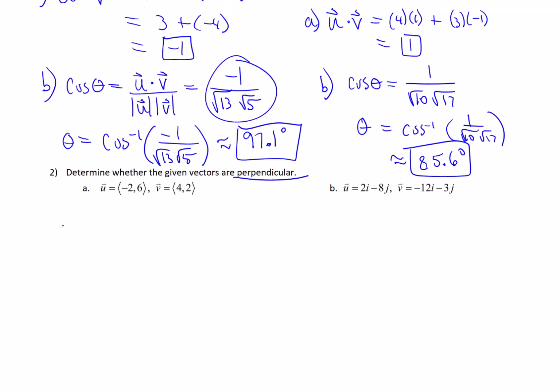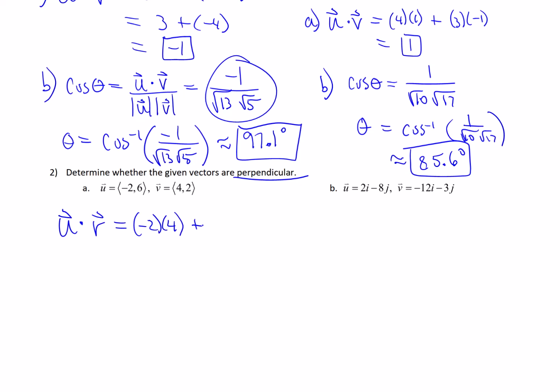So let's find that. In the first example, we're given vector u in component form as negative 2 comma 6, and vector v in component form as 4 comma 2. So let's compute the dot product of these two vectors to determine if we have orthogonal vectors or not. If we use the formula for dot product, we'll be multiplying their horizontal components together. So that's a negative 2 times a 4.